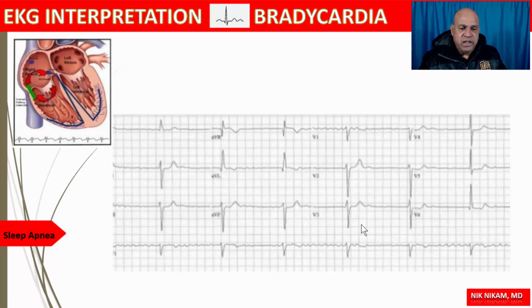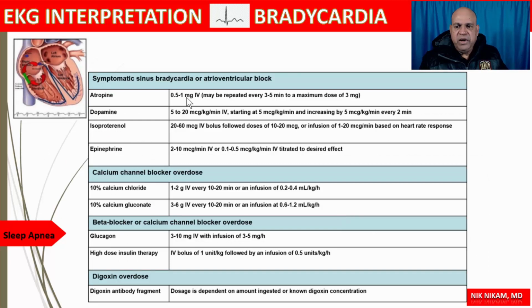So when we see patients like this, the treatment options become pretty obvious. Talking about treatment, when we are dealing with symptomatic sinus bradycardia or atrioventricular block, here are some of the main drugs that we can consider. Atropine, 0.5 to 1 milligram IV, may be repeated every 3 to 5 minutes to a maximum dose of 3 milligrams. Or dopamine, from 5 to 20 micrograms per kg per minute IV. We start at 5 micrograms and gradually increase by 5 micrograms every 2 to 5 minutes.